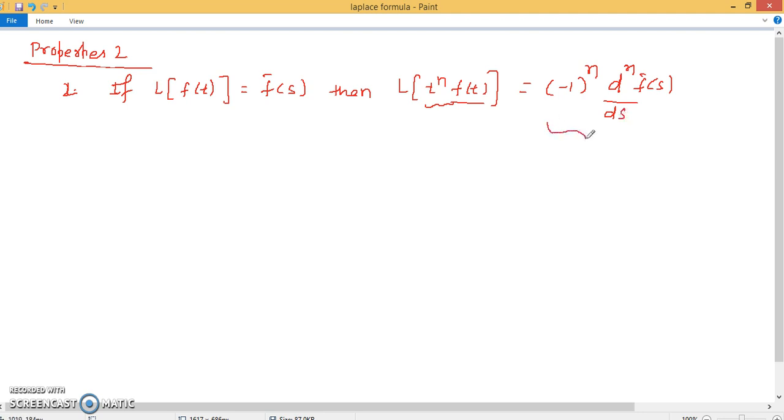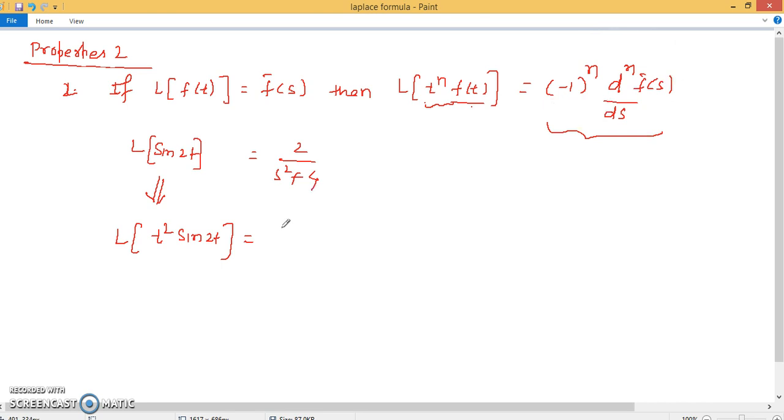This is your Laplace transform of t to the power n into f of t. Which means if somebody gives you, find the Laplace of sine of 2t, which is already known, sine 2t Laplace is 2 by s square plus 4. But if somebody asks you to find the Laplace of t square into sine of 2t, you have to apply this formula. Minus 1 to the power of n is 2 here. You have to differentiate 2 times with respect to s.